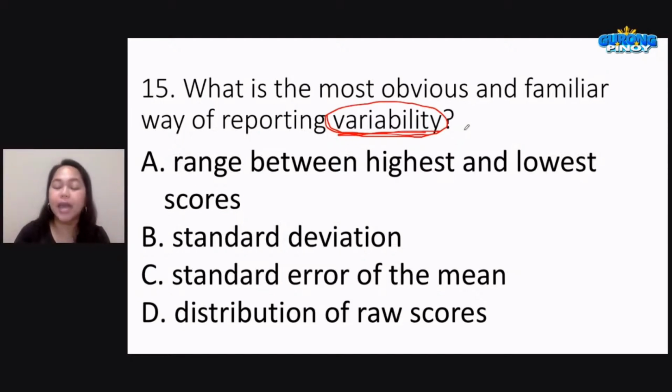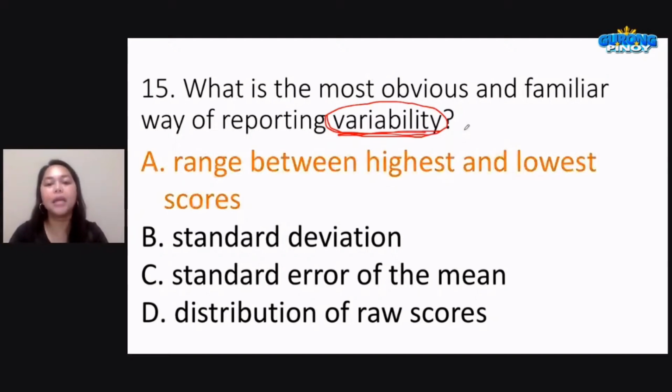Now, the answer for number 15 would be the range. Okay, so range po, ang pinaka-obvious at pinaka-familiar na measure of variability or measure of dispersion na ginagamit natin. Why? Because the range is very easy to use. Kinukuha mo lamang po yung difference between the highest score and the lowest score. Okay, so number 15 po, A ang ating tamang sagot. The range between the highest and the lowest scores are taken.